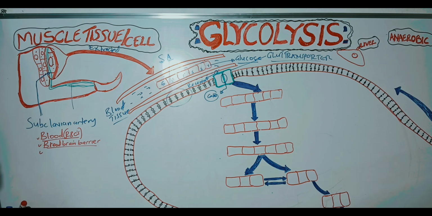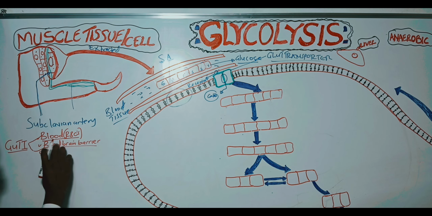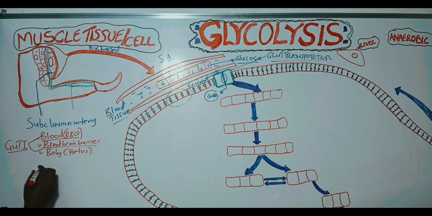Also, we have the GLUT 1 transporters. These ones are located in the blood cells, and also in the fetus. That is the baby. The membrane of the fetus has GLUT 1 transporters.